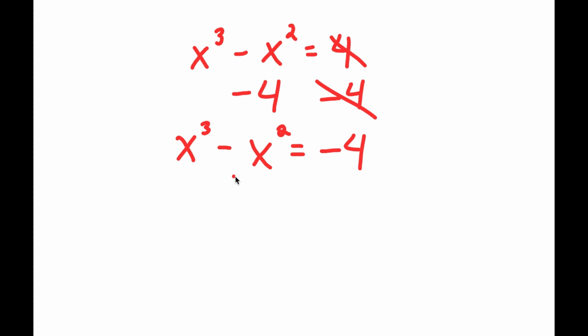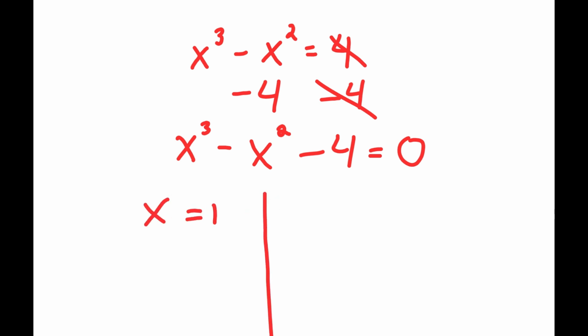I did this wrong. I'm supposed to have x to the power of 3 minus x squared minus 4 is equal to 0. So now, to actually solve this, I need to find one solution of x, and then using that solution, I'm going to find the rest. So to do that, I'm just going to plug in values of x until I get a solution.